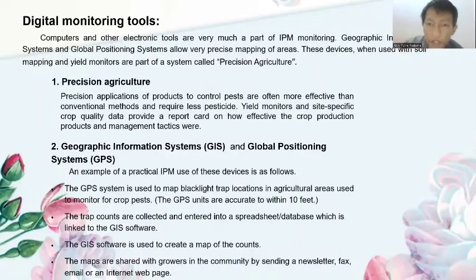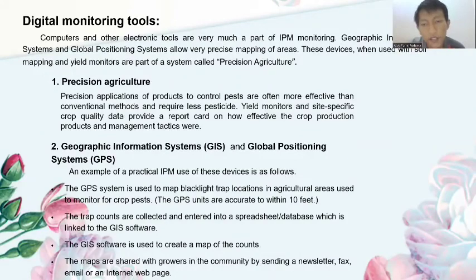The second is Geographic Information System, or we call it GIS, and Global Positioning System, GPS. An example of practical IPM use of the device is as follows. First, the GPS system is used to map trap locations in agricultural areas used to monitor for the crop pests. The GPS units are accurate to within 10 feet.